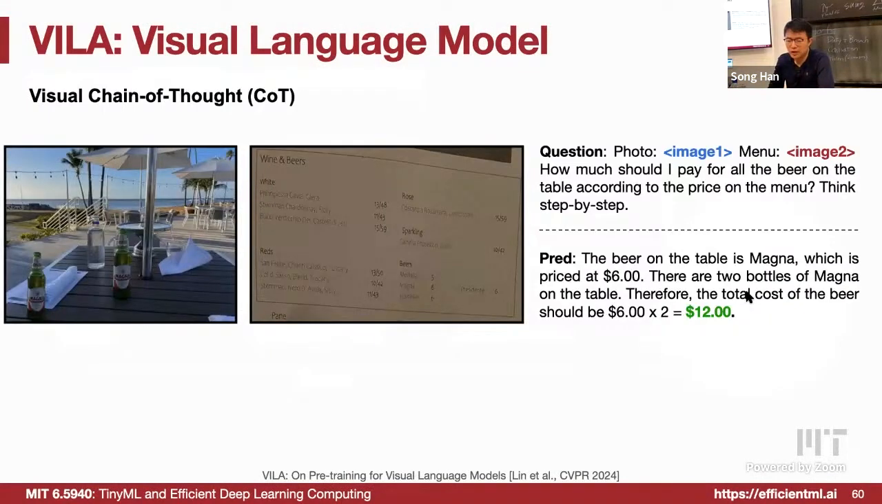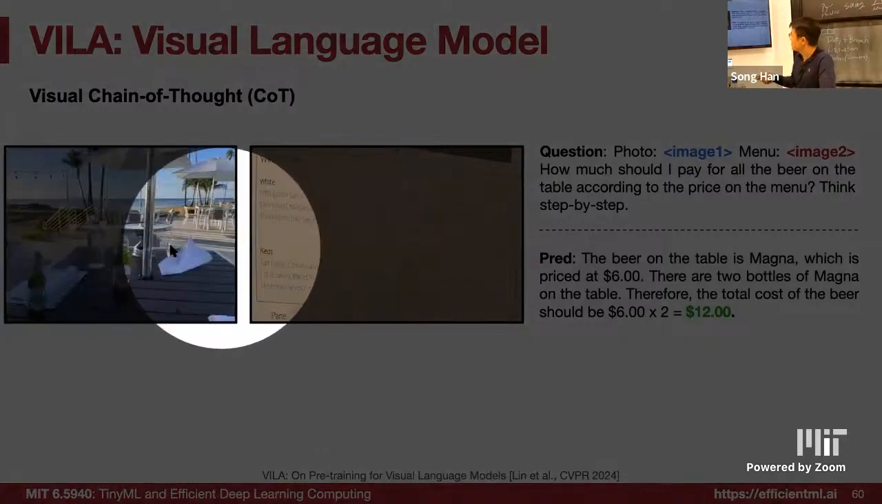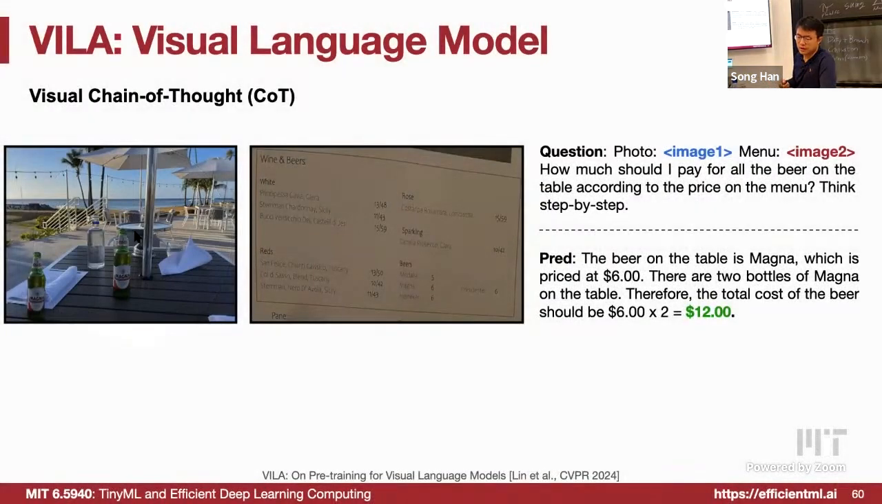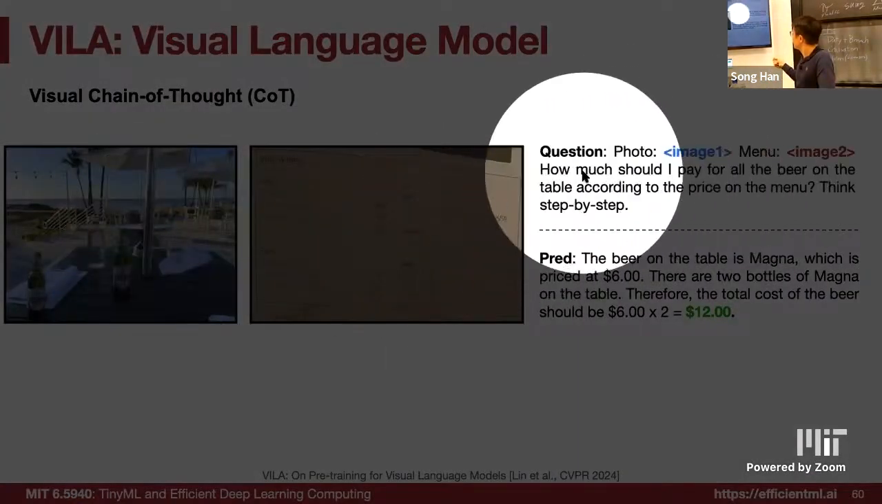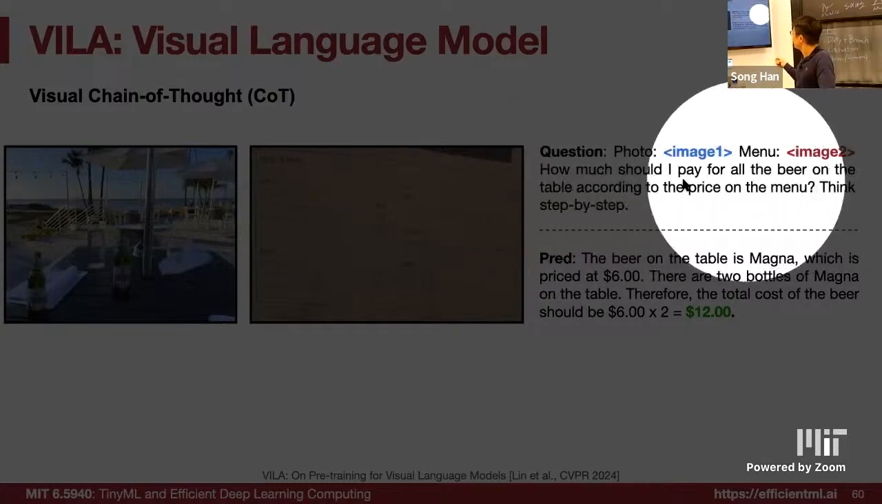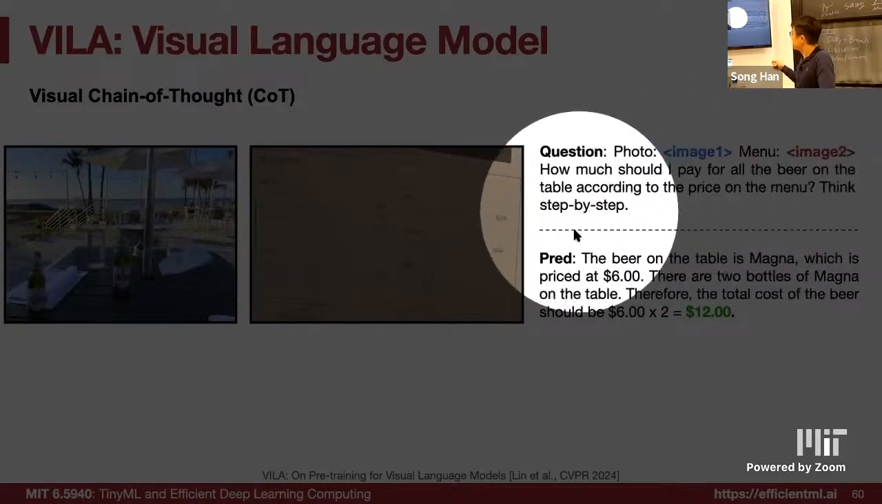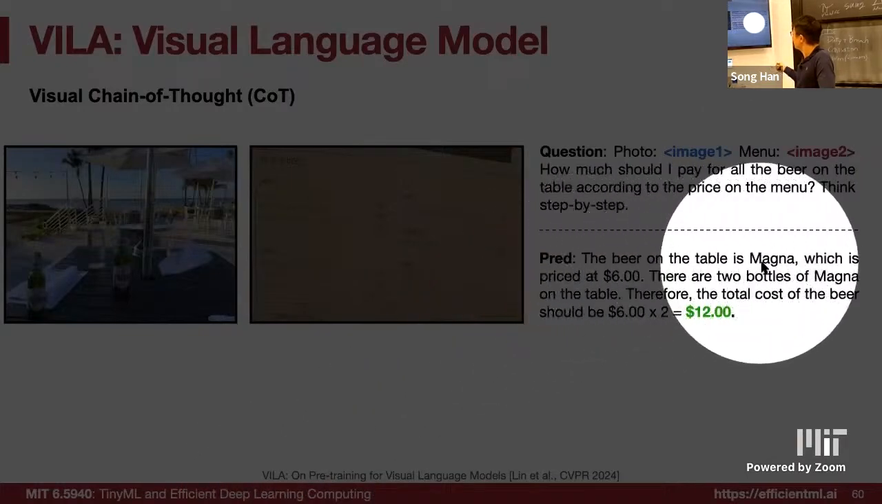The VILA model can also perform visual chain of thought. There are two images. One is the menu, and the other is the two beers on the table. The question is, we have two photos: how much should I pay for all the beer on the table according to the price on the menu? Think step by step. And the VILA model says the beer on the table is Magna.